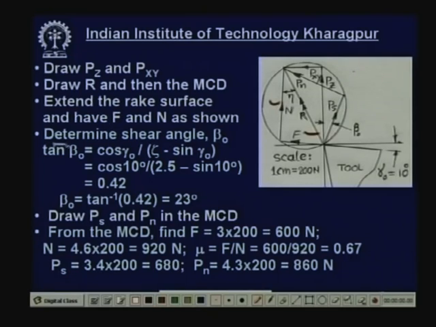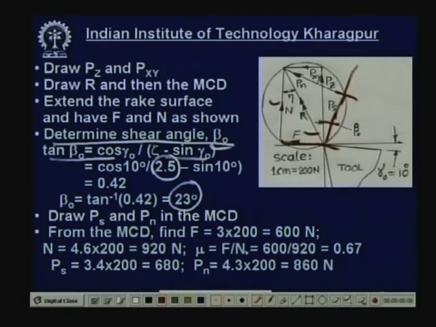Determine the shear angle beta O from this equation, tan beta O equals cos gamma divided by zeta minus sin gamma. Gamma is known, zeta is known, 2.5 given already. So, this is determined. Draw this shear plane. So, this is the intercept as I told you, and then from the Merchant circle diagram determine F. Suppose this F is equal to 3 centimeter multiplied by scale, so 600 Newton. Similarly, N will be, suppose it is 4.6 centimeter multiplied by 200, 920 Newton.